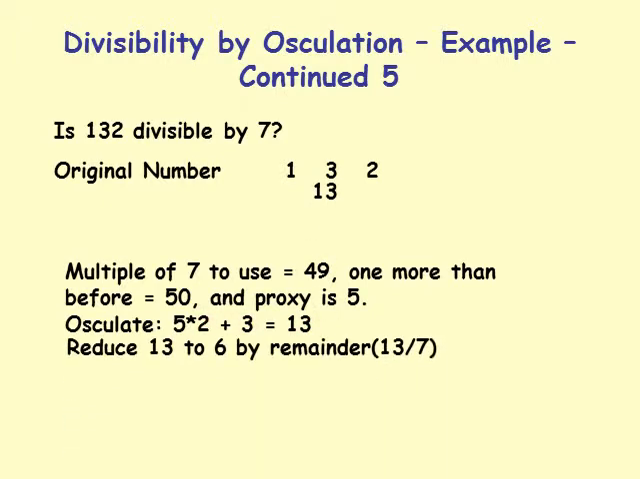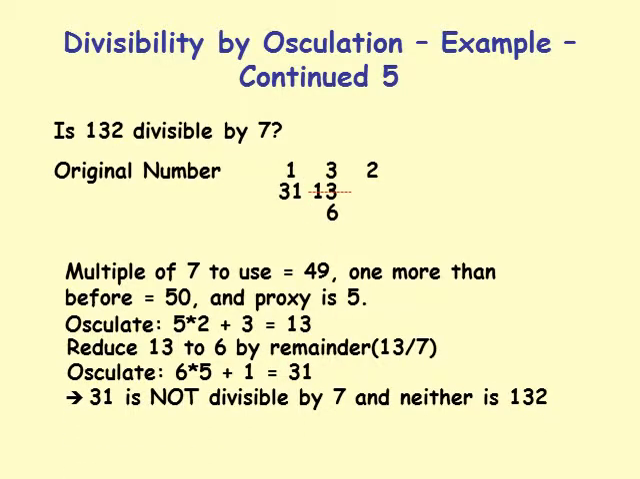13 is larger than 7, so I'm going to subtract 7 from it and make it a 6. I'm reducing 13 to 6 by taking the remainder of 13 divided by 7. Now we have the smaller number 6. Osculate again: 5 times 6 plus 1 is 31. We are left with 31. 31 is not divisible by 7, and neither is 132. So 132 is not divisible by 7.